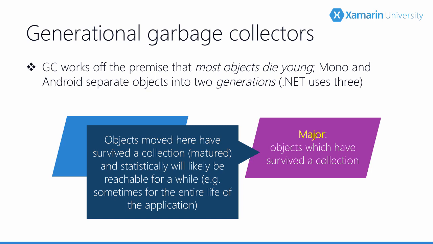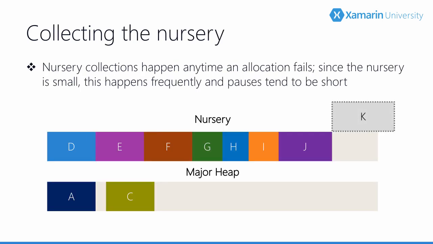But let's look at it in more of a graphical approach. So again, let's take our example where we're going to allocate a block of memory in the nursery, in this case for a K object, and notice that we have a major heap. And we've got a bunch of objects in the nursery, and we're going to allocate K, but we don't have enough space, and so a nursery collection occurs. We identify all of the objects that are no longer alive by walking the roots. Really what we're identifying is the objects that are alive, and then everything else just goes away.